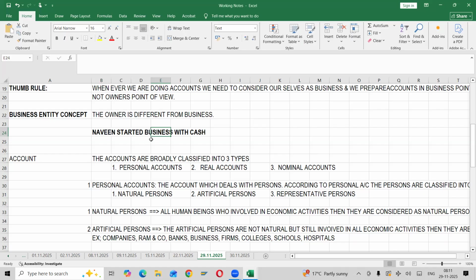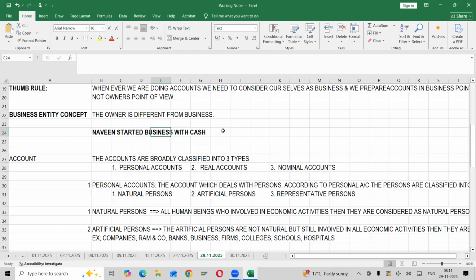What kind of person am I? I am an artificial person, right? And who is giving money to me? Who is giving cash to me? Naveen. Naveen will become the owner. Clear? So what is the thumb rule? Again, I am saying, the owner is separate from the business. What the entity concept says is the owner is separate from a business, business is separate from the owner. So as a business, I need to consider myself as a business.